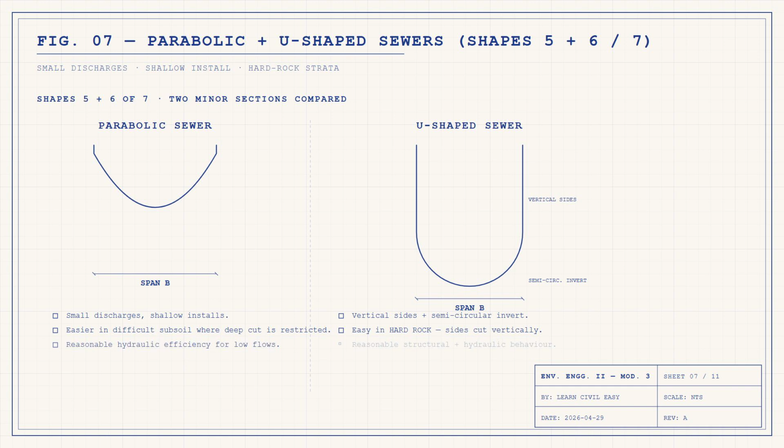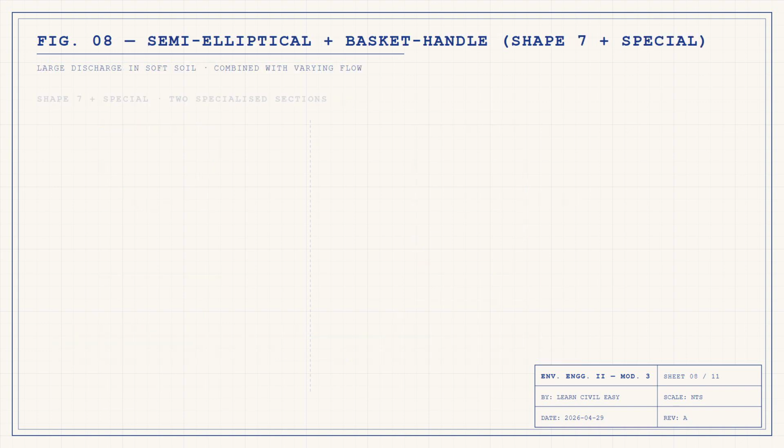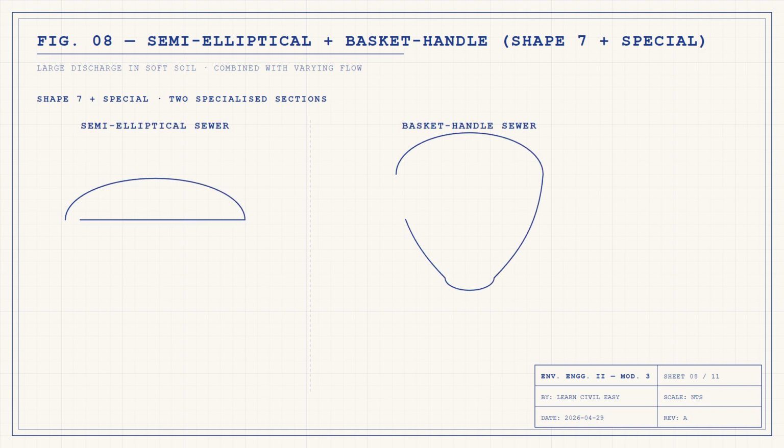Two smaller scale shapes now, parabolic and U-shape. The parabolic sewer is used for small discharges in shallow installations. It is easier to construct in difficult subsoil where deep excavation is restricted. The U-shaped sewer has vertical sides and a semicircular invert. It is particularly easy to cut into hard rock where the sides can be left vertical. Both are commonly seen in hilly or rocky terrain, in industrial effluent drains, and in small village drainage.